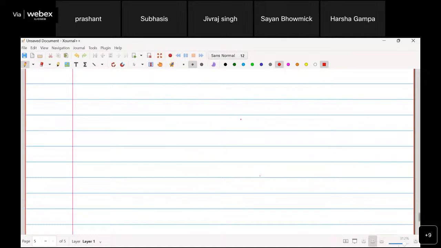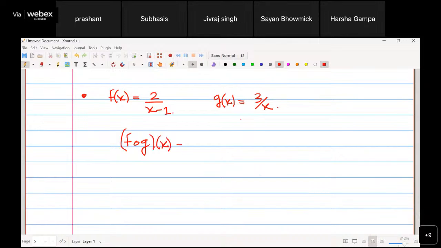So what is f? f(x) is 2 upon x minus 1, and g(x) is 3 upon x. You want to find the domain of f composed with g.